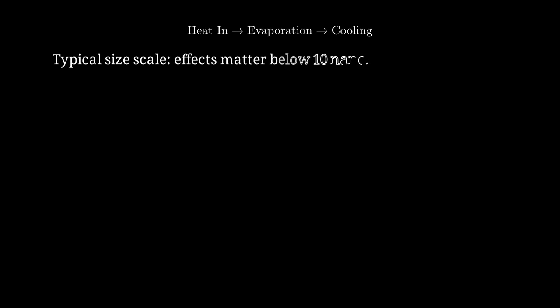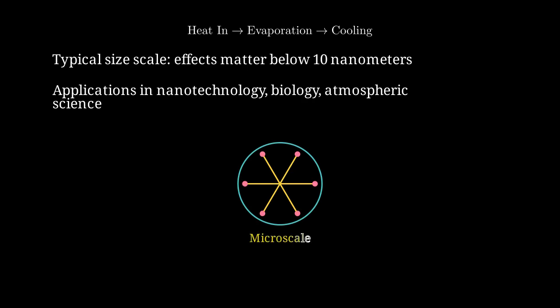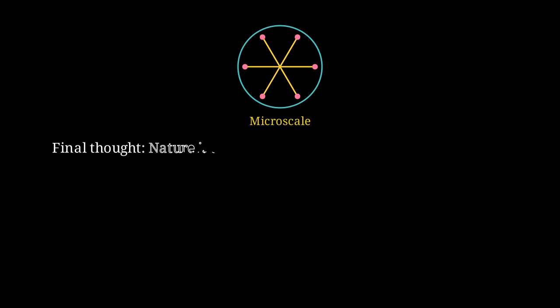These effects become quantitatively important for systems smaller than about 10 nanometers. Understanding these principles is crucial for nanotechnology, biological systems, and atmospheric science. At the microscale, thermodynamics reveals rich and subtle behaviors that challenge our macroscopic intuitions but deepen our understanding of nature. The final message is that nature becomes wonderfully subtle at small scales, requiring us to think more carefully about concepts we take for granted in everyday life.